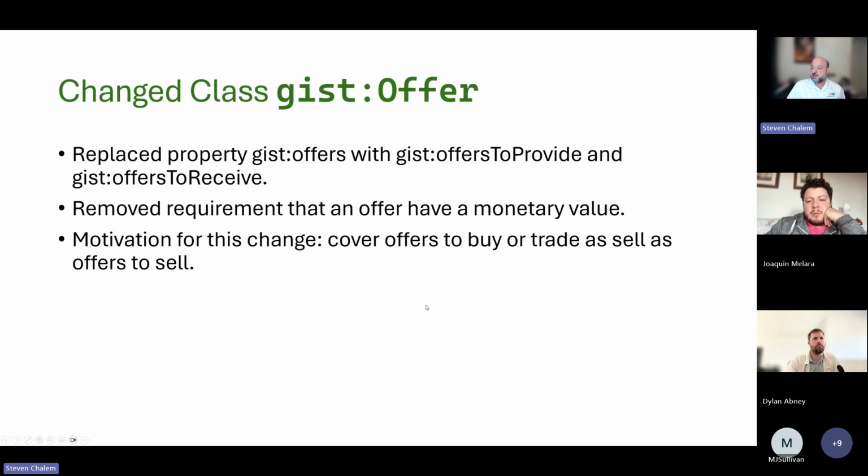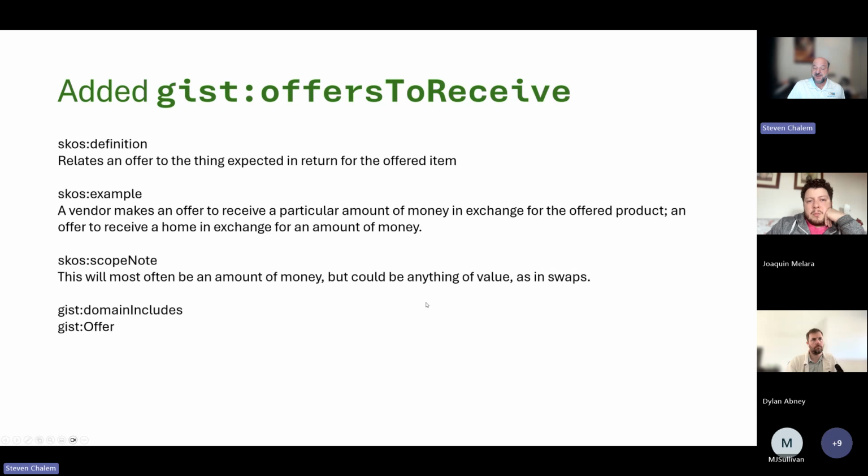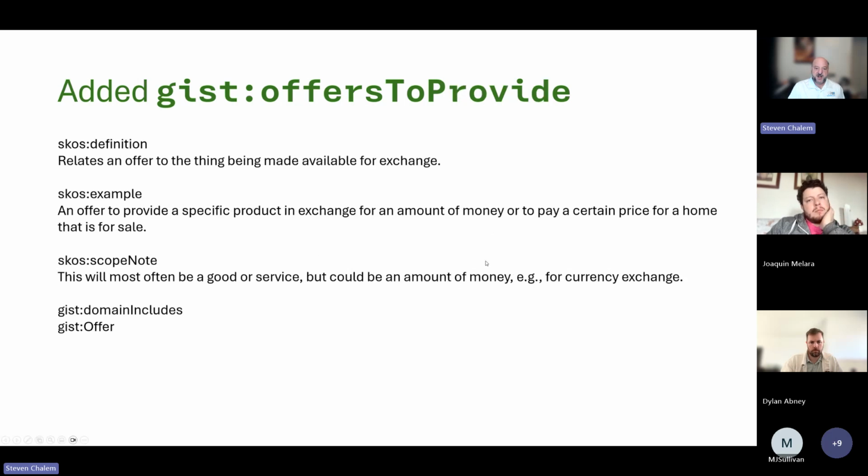So there was a property offers, and we removed that property and put in two new ones, offers to receive and offers to provide. Offers to receive is what the offer is asking for in return for something. So usually that would be money, an amount of money, but it doesn't need to be. And then let me just address the next one, Joaquin, and I'll get to you. And then offers to provide. What is the thing that we're offering to give in exchange for what it is we're proposing to receive?